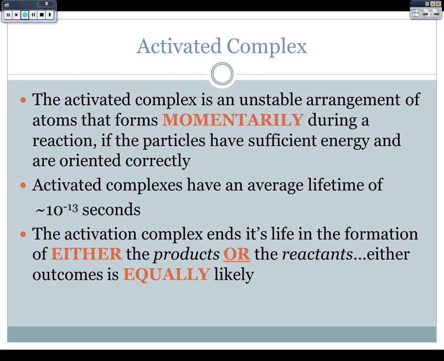The activation complex ends its life in either the formation of products or reactants. Either outcome is equally likely. Okay? So in a reaction, the activated complex, when you get to that hump, it's either going to go back down to the reactants, or it's going to go the other direction and form products. Either of those reactions is equally likely. That's something that we really need to think about, and that we're going to start talking about now as we go into equilibrium.